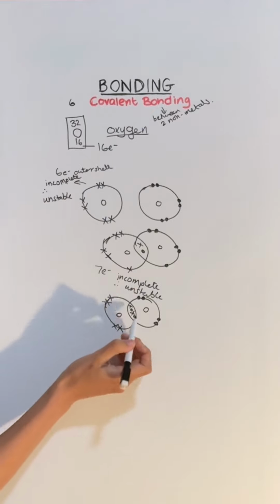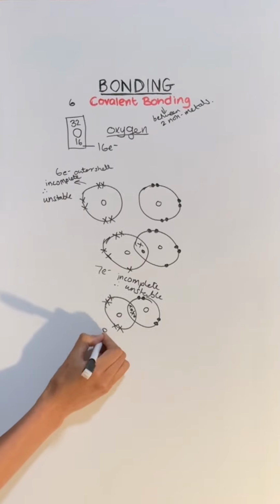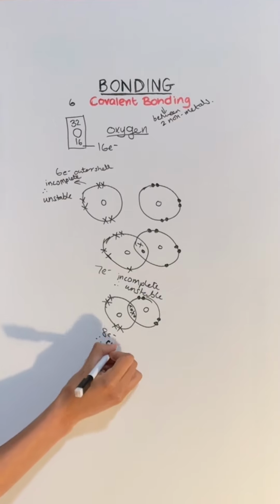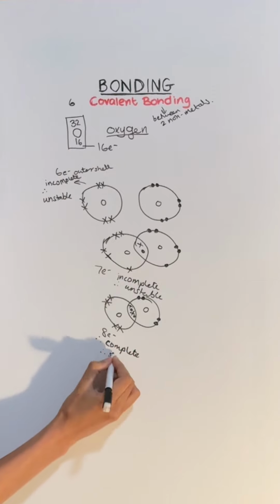This oxygen outer shell has 1, 2, 3, 4, 5, 6, 7, 8. 8 electrons in this outer shell, therefore it's complete. Therefore it's now stable.